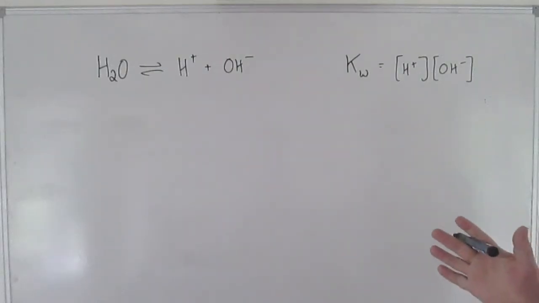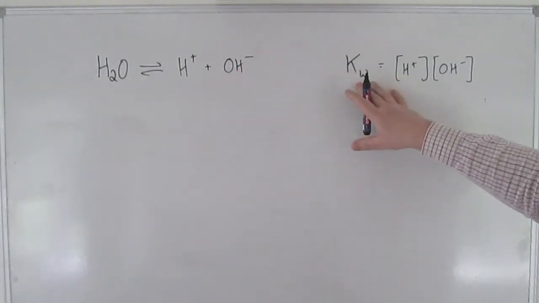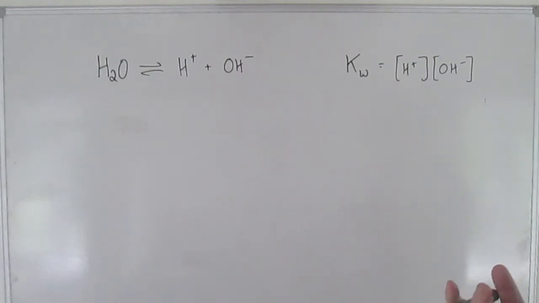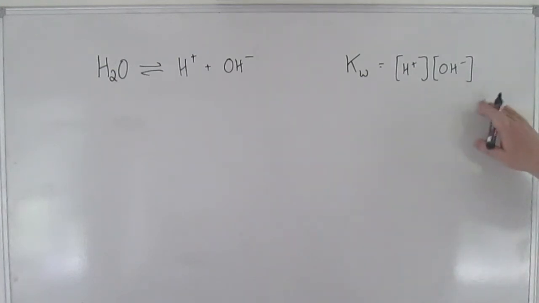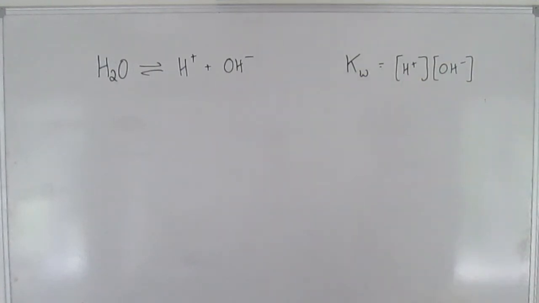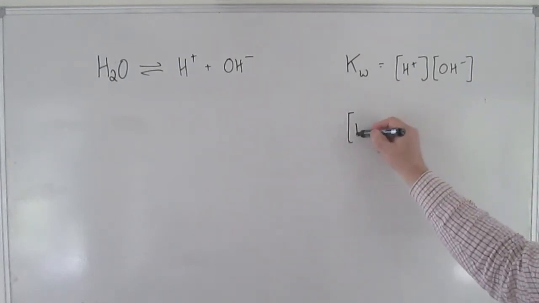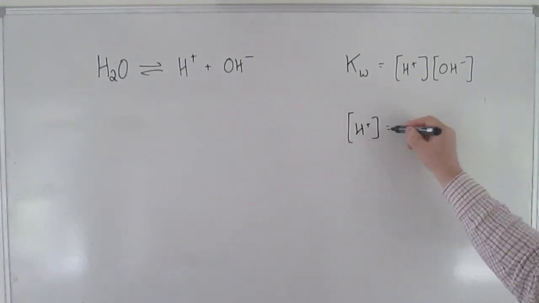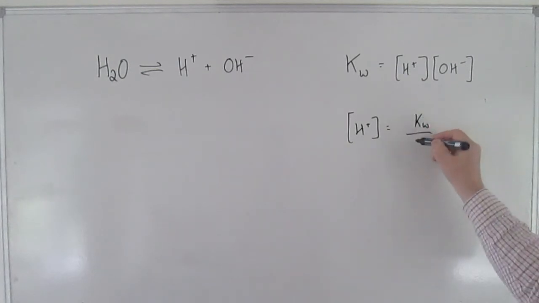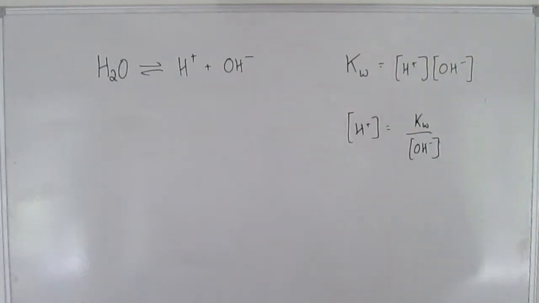We can use the existence of this equilibrium and the equilibrium constant Kw that goes with it in order to figure out what the pH of an alkaline solution is. Because if you think about it, pH requires us to know what H plus is, and we can easily rearrange this equation to get H plus is equal to Kw divided by OH minus. So just rearranging the definition of Kw.